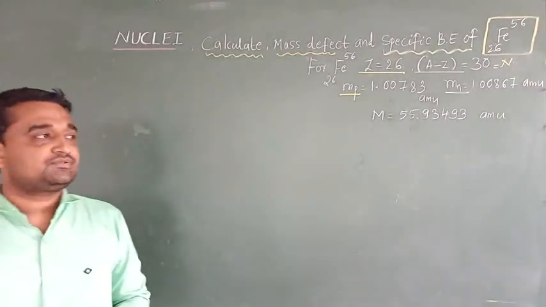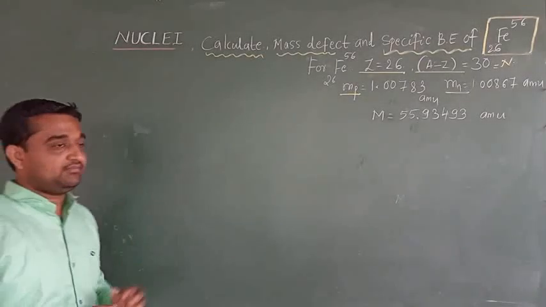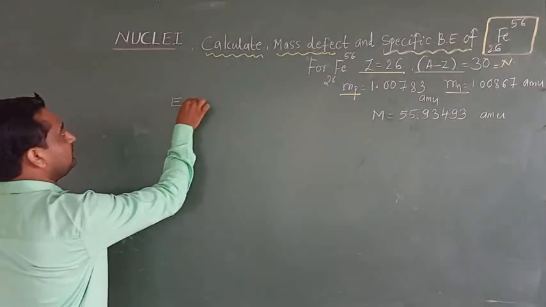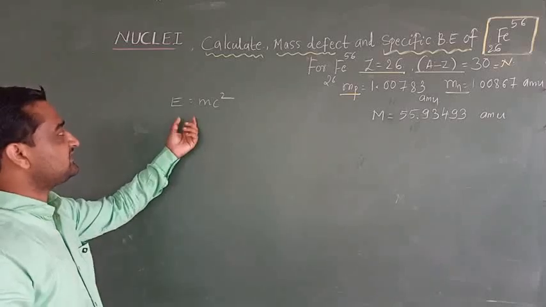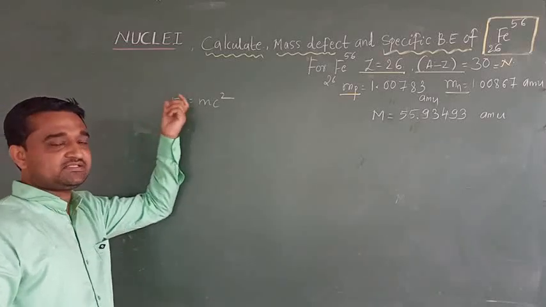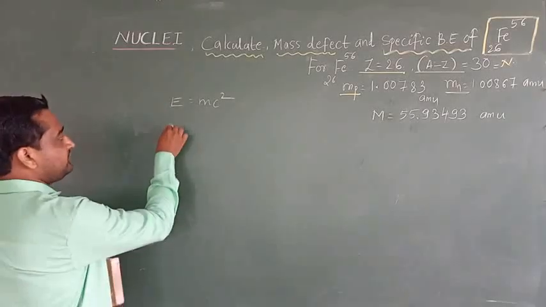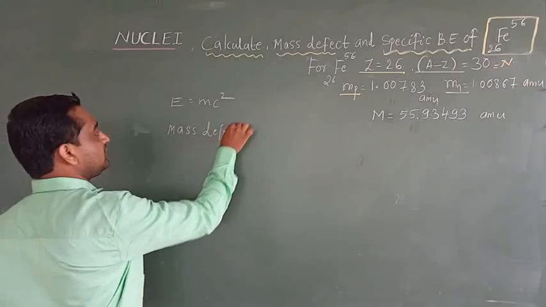In the previous class, we discussed the Einstein mass-energy equivalence relation, that is E equals mc square. That means mass can be converted into energy, or energy can be converted into mass. Then we saw the mass defect, delta M.